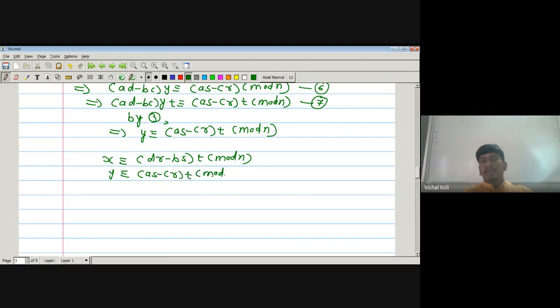So by using this, we can find the solution of a given system of linear congruences which contains two variables. Okay, see the examples depending on this.